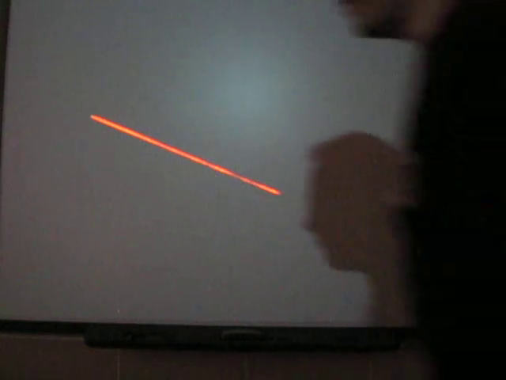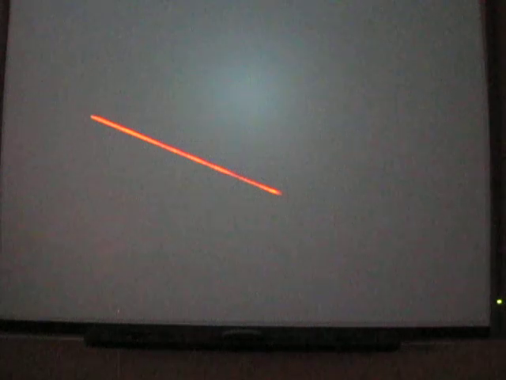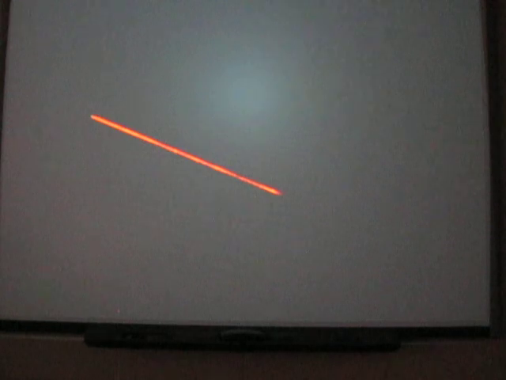Okay, so in this part of the lab, we're going to be looking at a ray box that has one single ray of light. So in this case, it's a laser beam. And that laser beam is going to bounce off of a plane mirror, a flat mirror. It's going to be reflected.